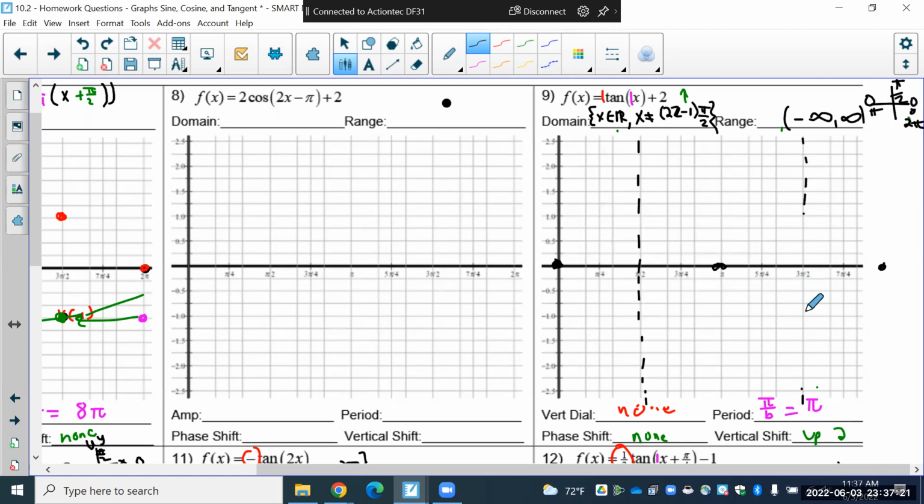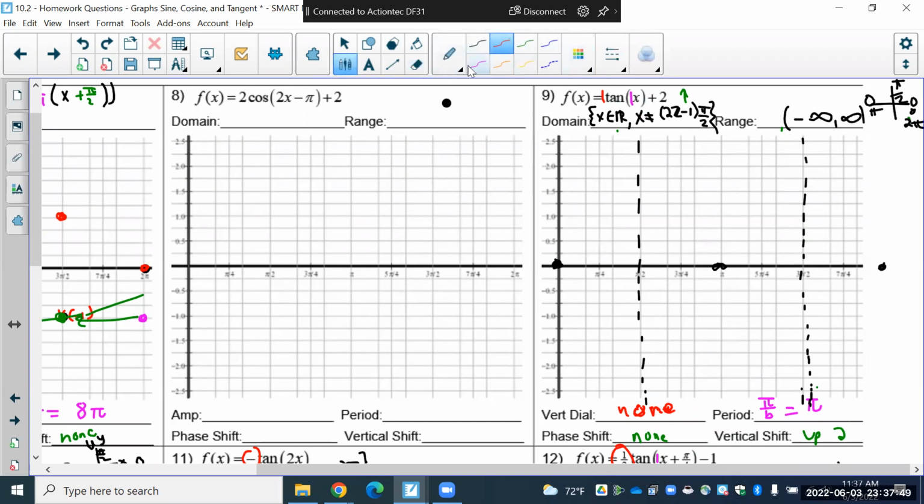The normal domain of tangent is everything except odd pi over 2's. Okay, but this one has been shifted, so let's see what happens. So this is 1. I do not take the absolute value of that. Tangent does not have an up and down cycle, so it doesn't have an amplitude, which is the definition of the rise and fall from the midpoint. It has a stretch or compression, and if I have a 1, it doesn't have one. We'll look at one next that does have one.